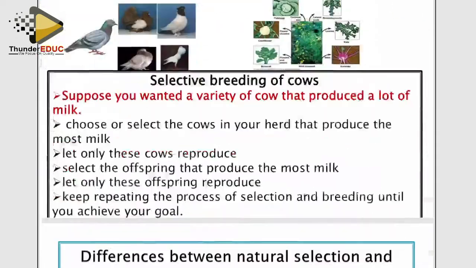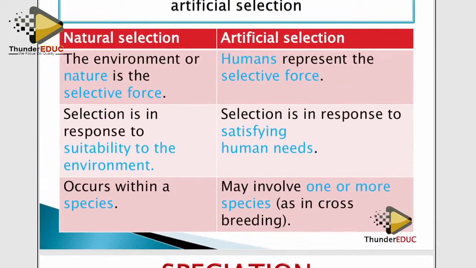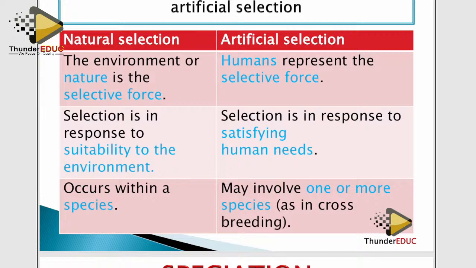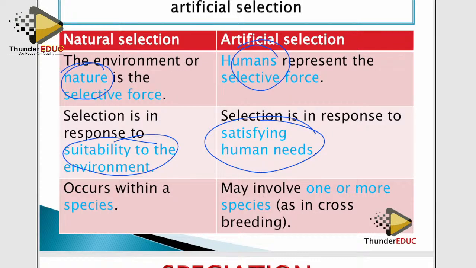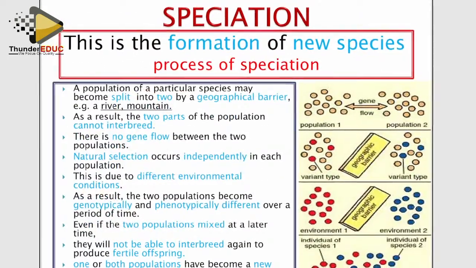So please, you have to know how that operates. What are the differences between natural selection and artificial selection? In natural selection, nature is the selecting force, while in artificial selection humans are the selecting force. You understand? Selection is done to be able to adapt in the environment; that's natural selection. While here we do it to satisfy human needs. That depends on the desire of a human. And then natural selection occurs within a species, while artificial selection occurs in one or more species. You bring this and then you interbreed with this, you see? So please, you have to know that.